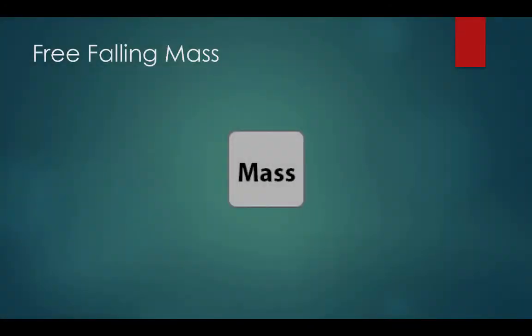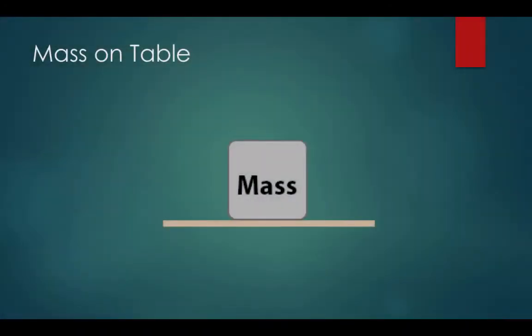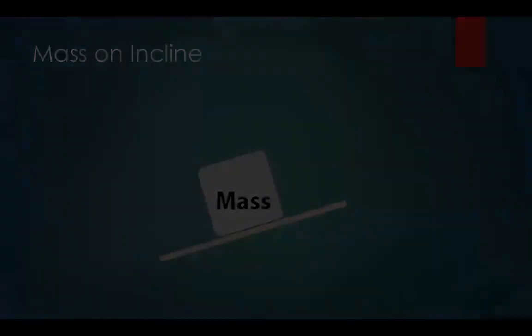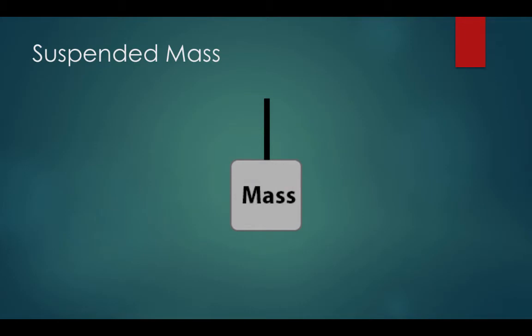For a falling mass, there is no force tension. For a mass on a table, there is no force tension. For an inclined mass, there is no force tension. However, a suspended mass does have force tension. In this case, gravity would create a force straight down. Tension force would be along the wire, pulling straight up, but equal in pulling in all directions along the length of the rope.